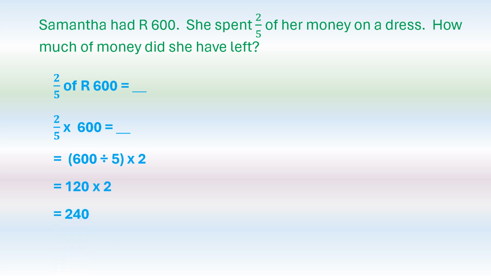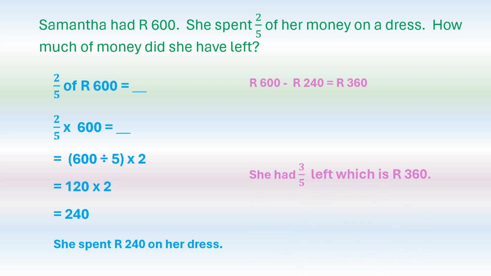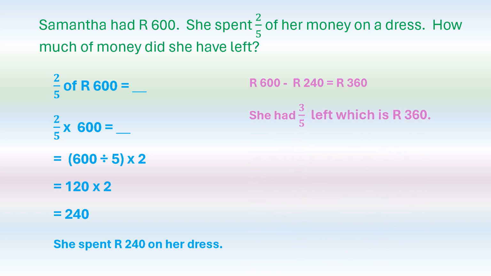So 2/5 of 600 Rand is what the dress cost. And you write a closing sentence and you say she spent 240 Rand on her dress. But the question says, how much money did she have left? So basically she had 3/5 left. We need to solve how much was left. So we know the total is 600 Rand. So it's 600 minus 240, which is 360. And now you write a closing sentence again. And you say she had 3/5 left, which is 360 Rand.